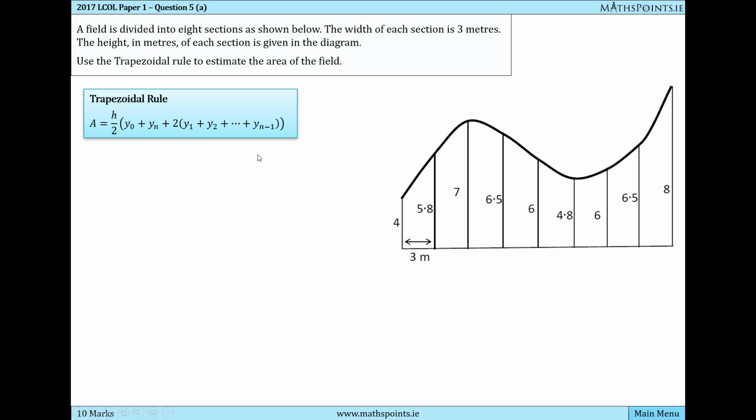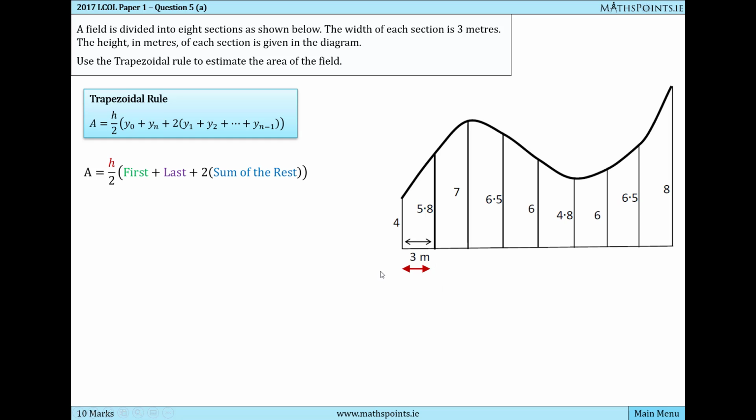The formula in the tables can look quite complicated to people. It has this notation y0, yn, y1, y2, all the way up to yn minus 1. So it is a good idea to learn the formula in words, or at least to be aware of what all the symbols stand for. So the area is going to be h over 2, the first height plus the last height, plus 2 times the sum of the rest of the heights.